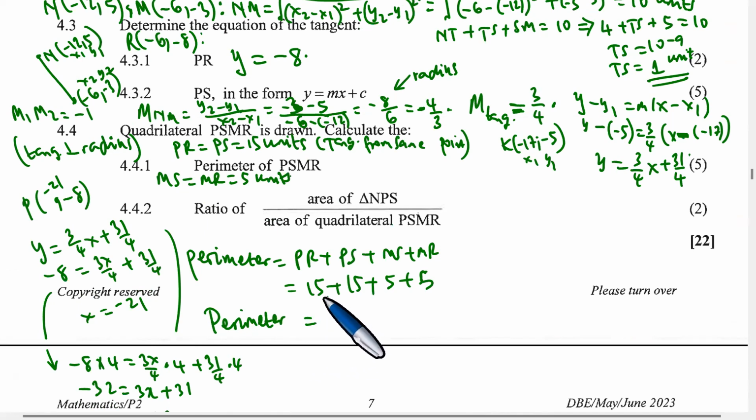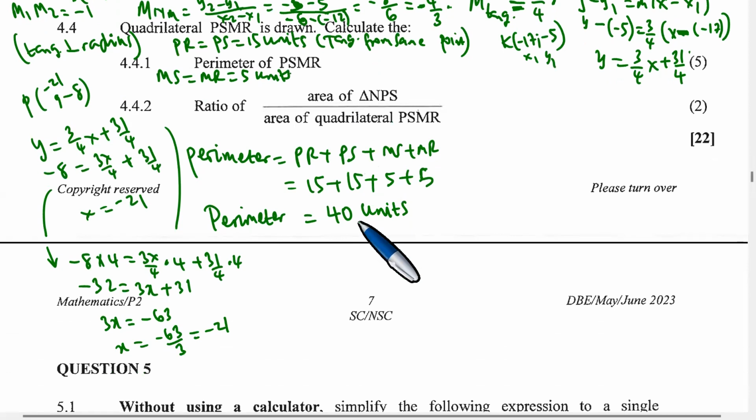So it is 15 plus 15, which is 30. 30 plus 10 is 40. So the perimeter is 40, but we are adding distances, the lengths of the sides, like the length of the tangent and the length of the radius. So the perimeter is also measured in units. Okay, so we got the answer to that one.